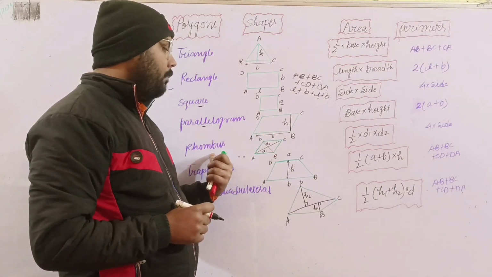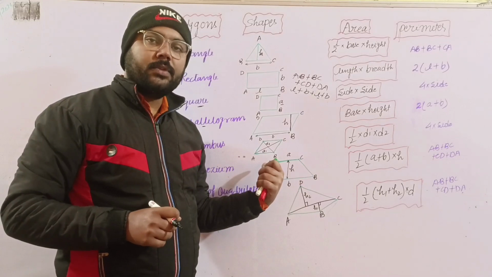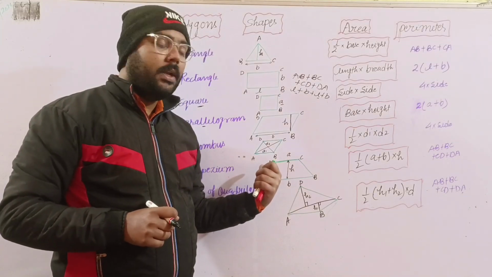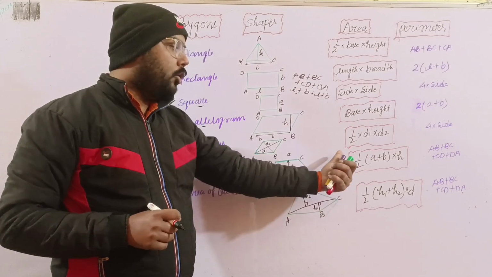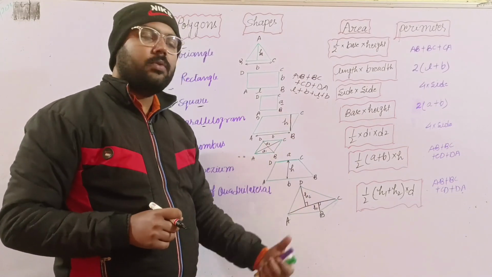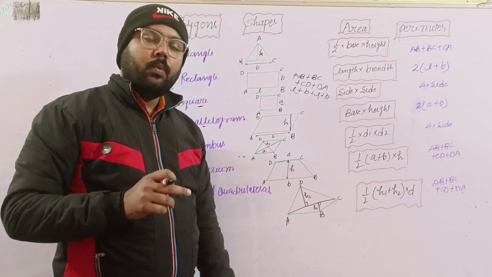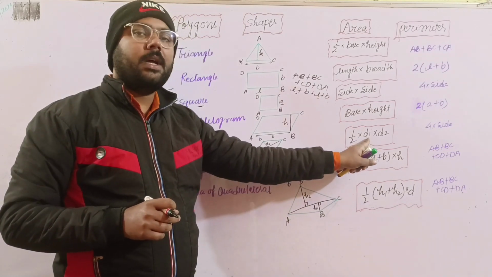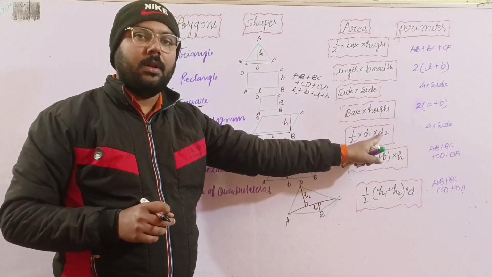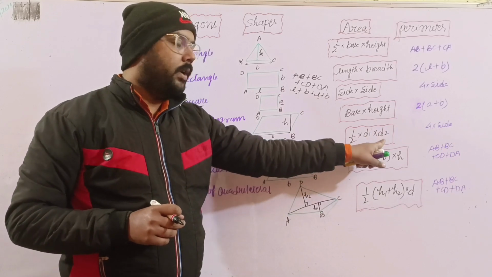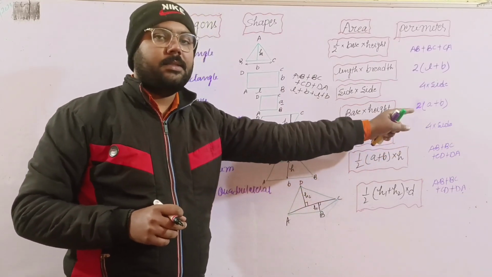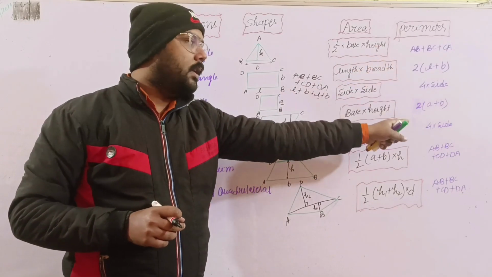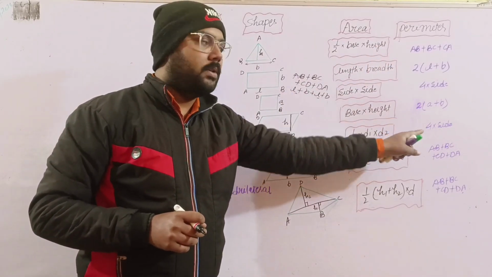If I'm coming on rhombus, rhombus is a closed figure of four sides in which all sides are equal. तो इसमें दो डायगोनल आपके होते हैं D1 और D2. So area of the rhombus is equal to 1 by 2 D1 into D2, where D1 is the first diagonal and D2 is the second diagonal. So 1 by 2 D1 into D2 is the area of the rhombus, and 4 into side is the perimeter, same as the perimeter of the square.